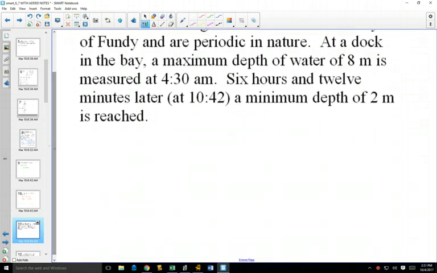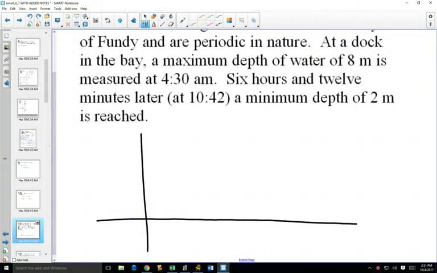So I'm going to draw a picture of this. What should I label? What will my y-axis be? And what will my x-axis be?